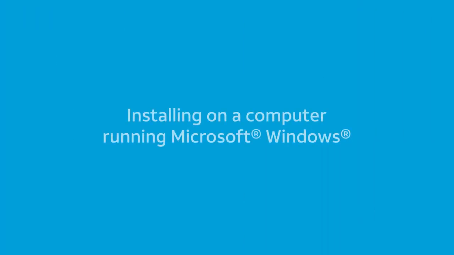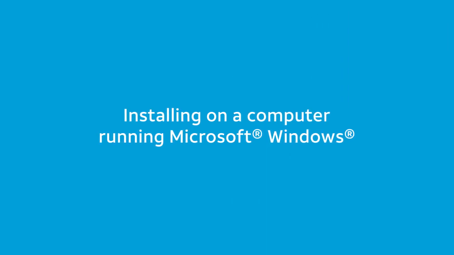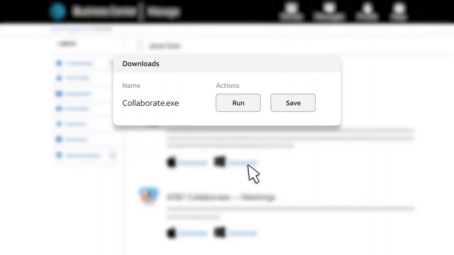First, we're going to show you how to install the Collaborate app on a computer running Microsoft Windows. After that, we'll show you the steps for installing on an Apple computer. If asked whether you want to save or run the Collaborate.exe program, click Run.